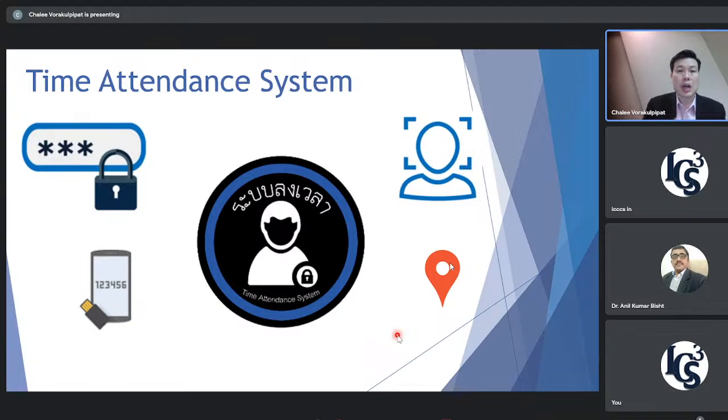In our system, we use all factors. We use password, mobile phone, face recognition. Yeah, it is something you know, something you have, and something you are. And also we use location as well. You may ask how we can employ all four factors. Is it usable, is it fast or slow? Yeah, let's see.